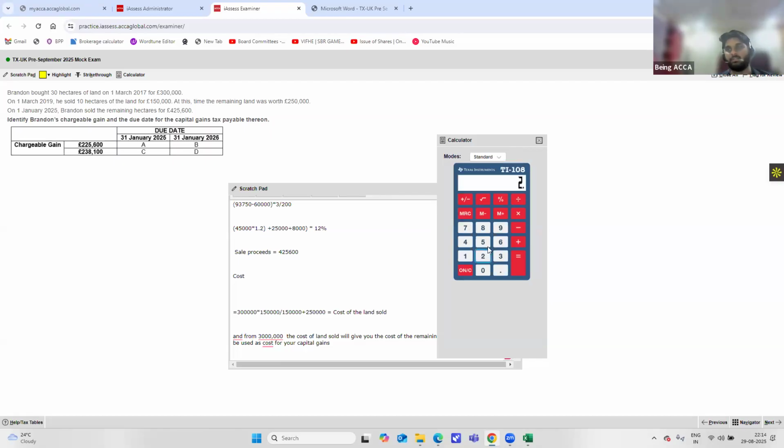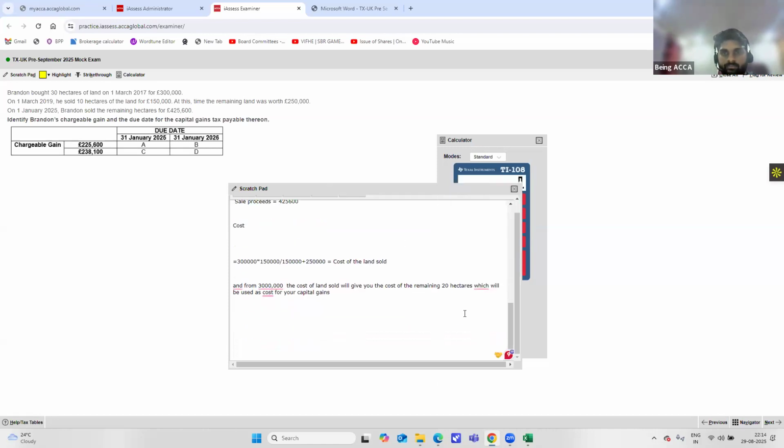Yeah, the scientific calculator was the mistake over there. That was the issue. Use a standard calculator, guys. That will really help you in getting your calculations right. Especially for tax, you do not need to use a scientific calculator. The standard calculator will just do the work for you. All right.